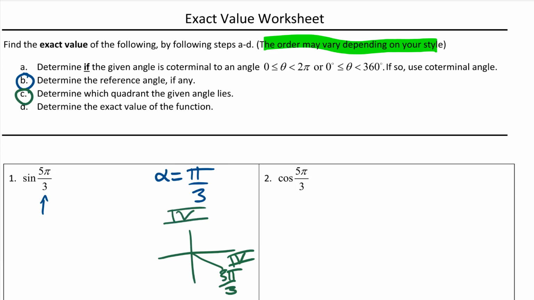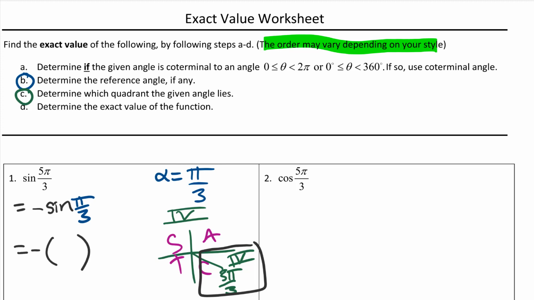Now, the reason we do this is we just want to know the sign. ASTC. So now what we could say about this is, is sine positive or negative in the 4th quadrant? It's negative, correct? So we're going to say that this is equal to negative sine of our reference angle. We're going to get the same answer no matter whether we plug in sine of 5 pi over 3 or just looking at our reference angle.